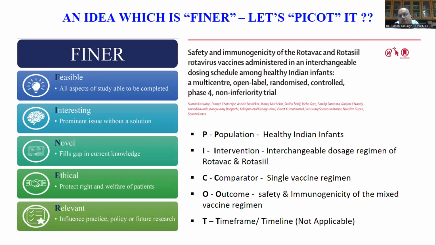So among whom we did the study, P is our population, the healthy Indian infants. Then I is the intervention, that is the interchangeable dosing regimen of Rotavac and Rotasiil. C is the comparator, the single vaccine regimen, that is Rotavac, Rotavac, Rotavac, or Rotasiil, Rotasiil, Rotasiil. O is the outcome. What is our outcome? We showed the safety and immunogenicity of the mixed vaccine regimen. T is the time frame, the timeline, which here is not applicable. It is for how long we want to measure the outcome. That is our time.